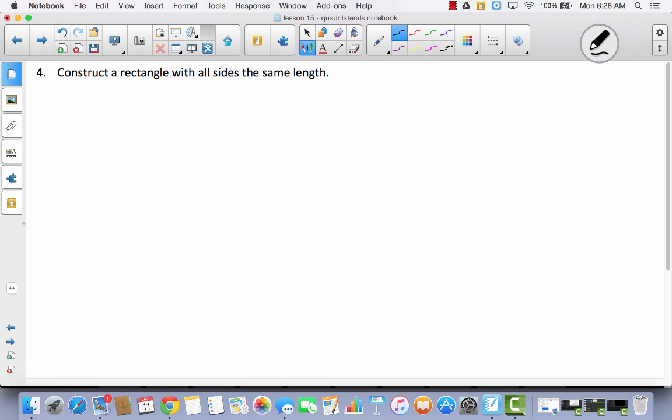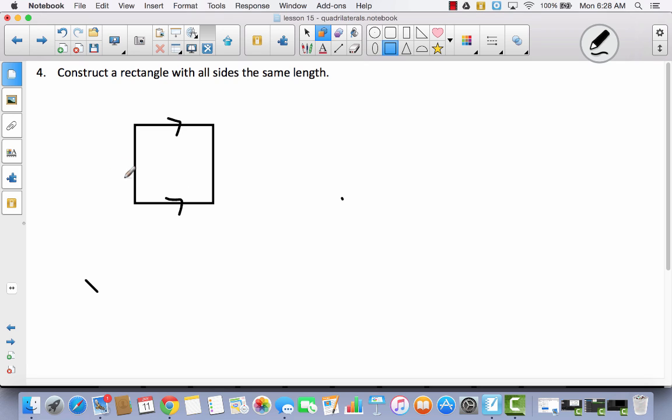Now it says construct a rectangle with all sides the same length. Well, there was only one of those rectangles. There were 2 of them, but only one of them had 4 sides that were the same length, and that was the square. So let's go ahead and draw our square. You can make this a little bit bigger because this is the only one that we're going to be drawing in this space. All right, so we've got parallel sides. We've got 4 right angles. And we also have 4 equal sides. Okay? This is a square.